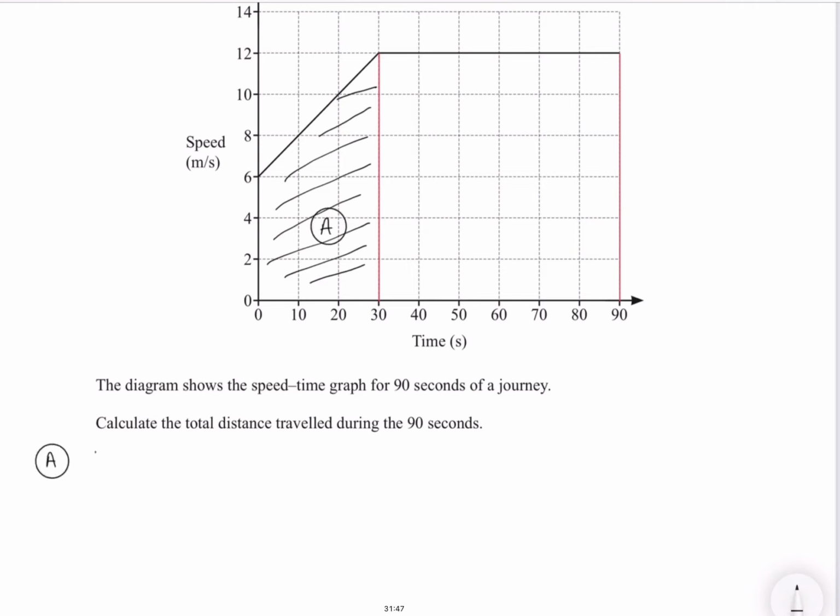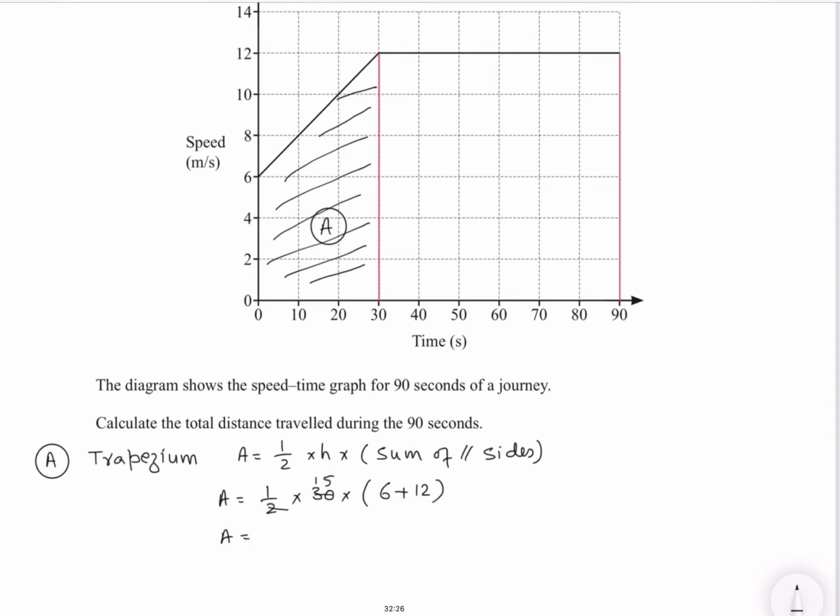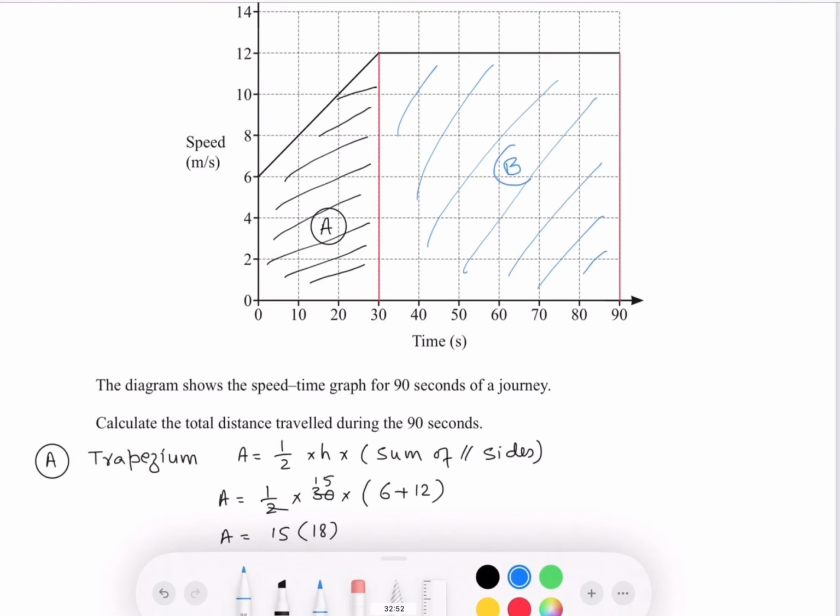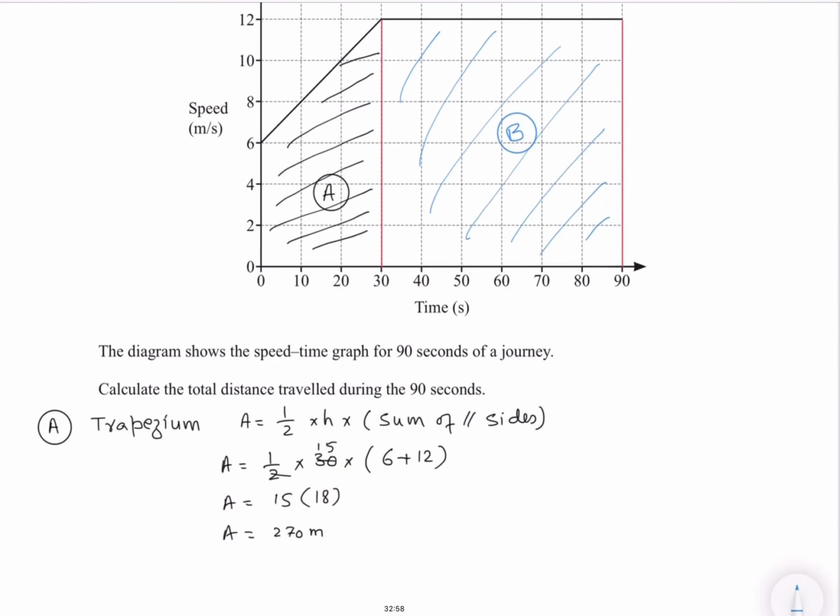Mark it as A. The formula for a trapezium is 1 over 2 into height into sum of parallel sides. Here the height is the distance between the parallel lines, so this is 30. The sum of parallel sides is 6 and 12. So solve it. So 270 meters.